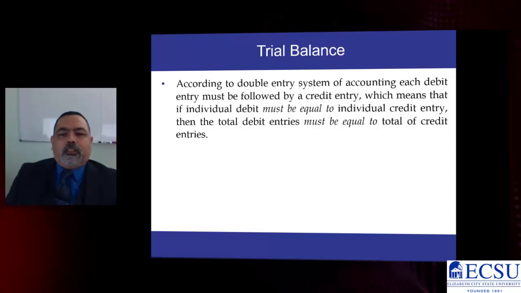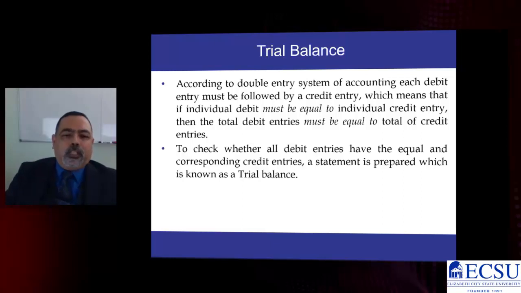According to the double entry system of accounting, each debit must be followed by a corresponding equal amount credit entry, which essentially means that if an individual debit must be equal to an individual credit entry, then the total of debit entries must be equal to the total of credit entries. So that's the fundamental logic of the duality concept, or the double entry system.